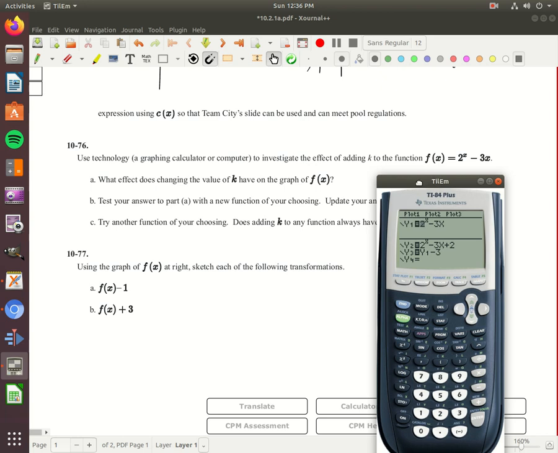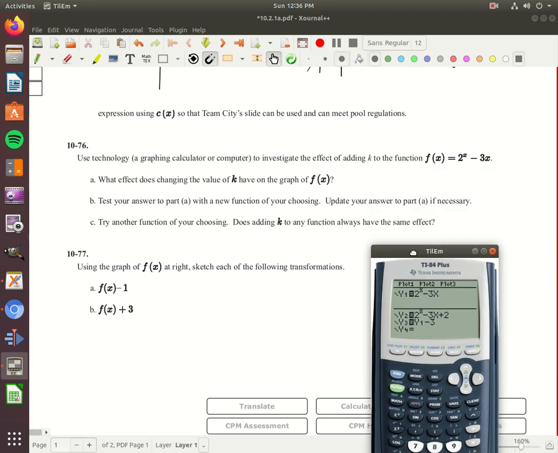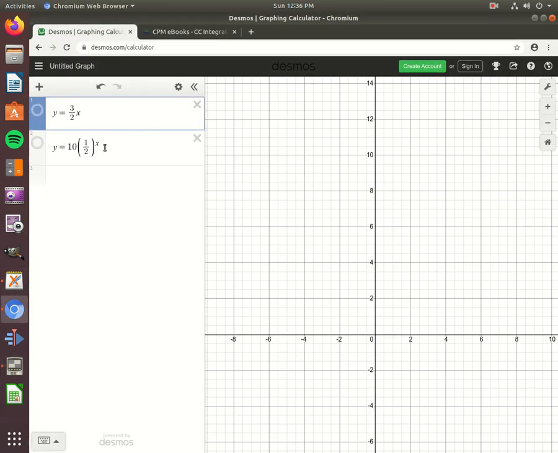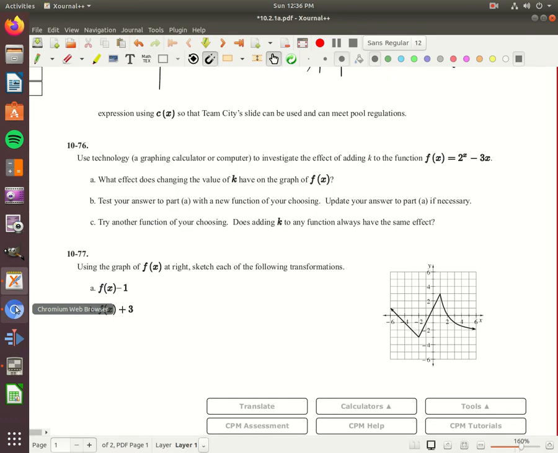What about if we were doing this in Desmos? So if we were doing this in Desmos, we could, again, have this equation. Y equals, geez, I forgot the equation already. Is it 3 to the x? 2 to the x minus 3x.